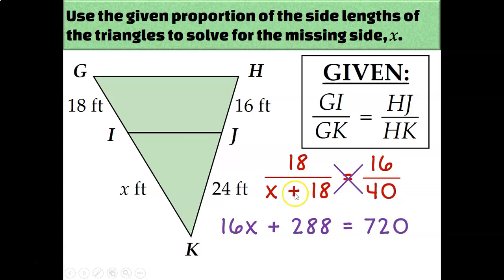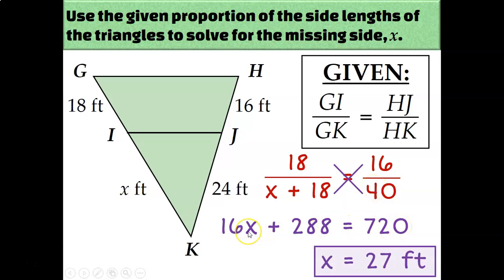Don't forget to distribute when you do this. It's 16 times x, that's how I got 16x, and 16 times 18, that's where I got 288. And 720 came from 18 times 40. Then I'll subtract 288 and divide by 16. Hopefully solving equations is manageable by now. And you get an answer of x equals 27 feet. So this little part of my diagram is 27.